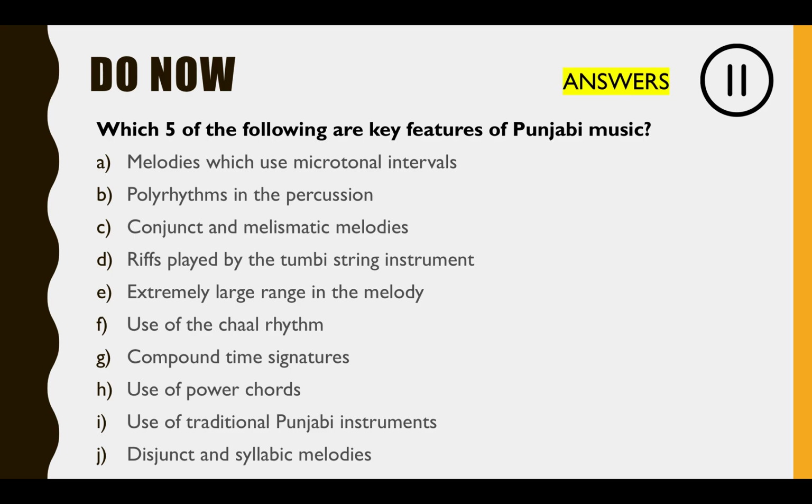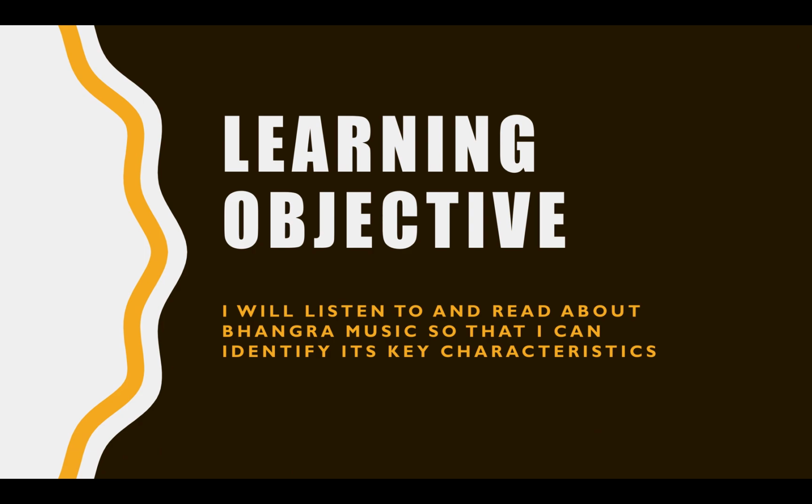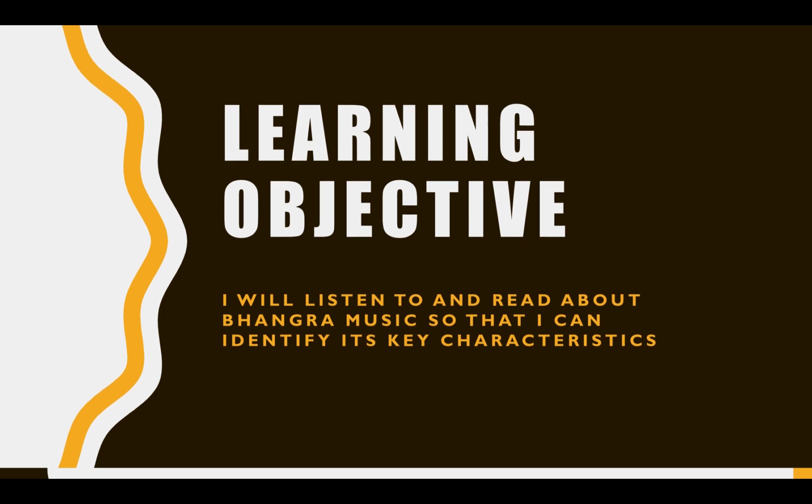Okay, so let's go through the answers now. The following 5 are the key features of Punjabi music, so make sure you've got those ones right in your books or on your paper. In this lesson, we're going to be listening to and reading about Bhangra music so that we can identify its key characteristics, and we're about to find out what Bhangra is.